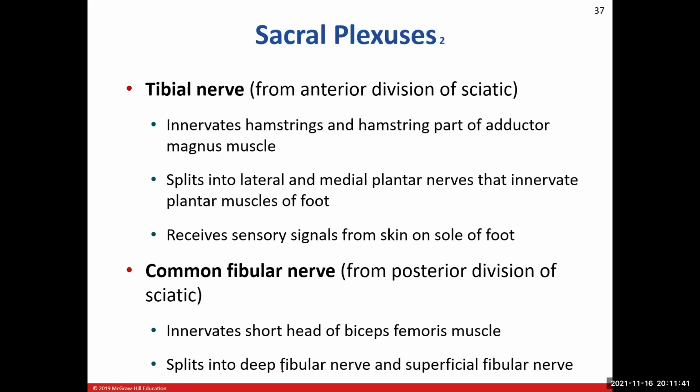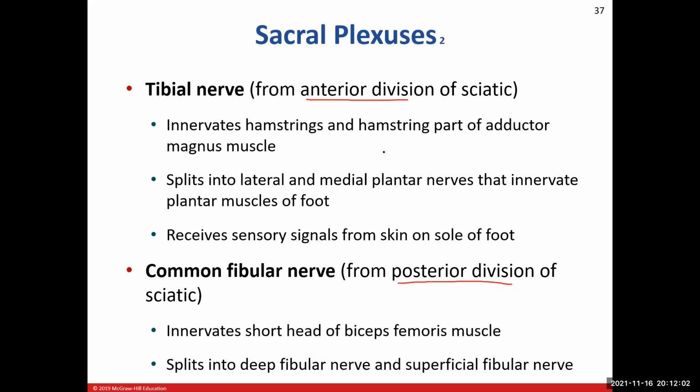All right, so our tibial nerve is going to be made up of the anterior division, and our common fibular nerve, also known as the common peroneal nerve. So if you hear me use the common peroneal nerve, I apologize. I'm going to try to stick with common fibular nerve. But the common fibular nerve is made up of the posterior division.